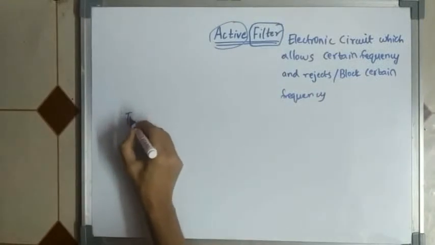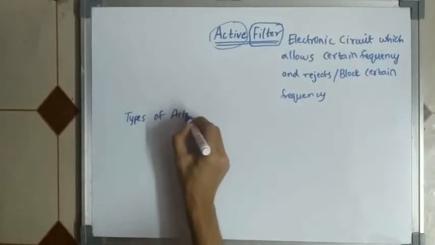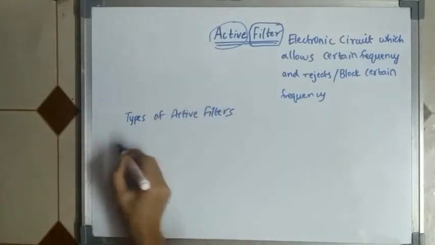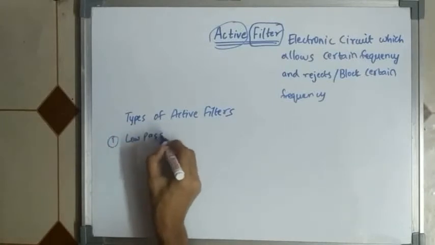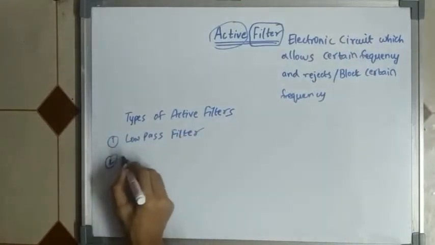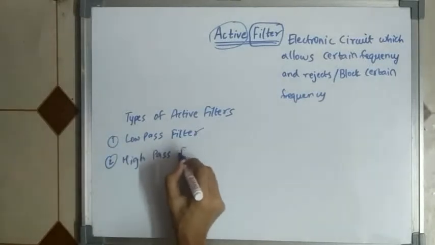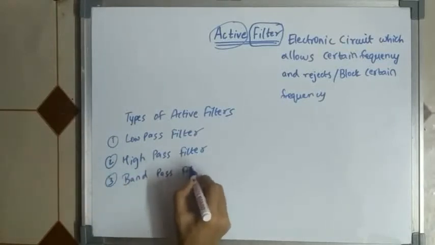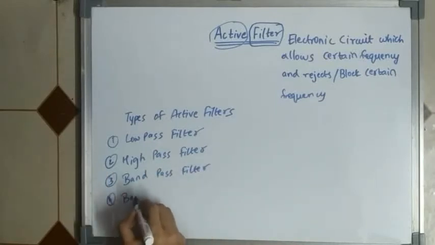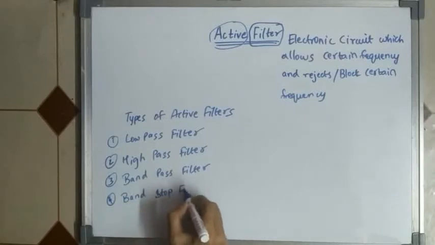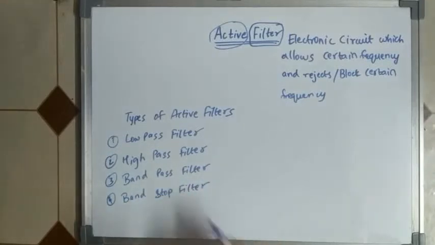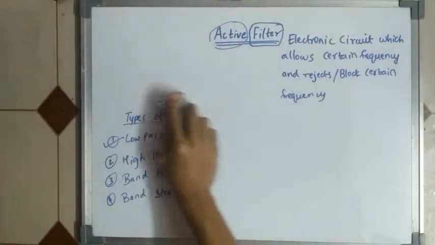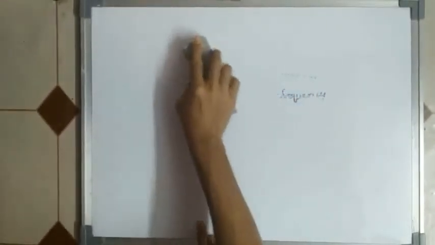There are different types of active filters, like low pass filter, high pass filter, band pass filter, band stop filter, etc. Today we will study the low pass filter. Now let's study the low pass filter.